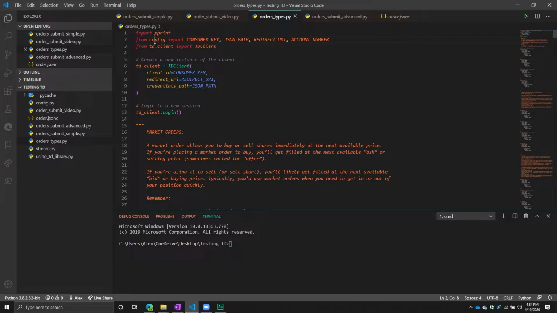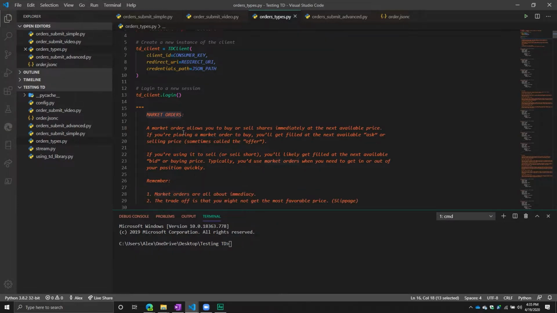We will be covering market orders. We will be covering limit orders. We will be covering stop limit orders, and trailing stops. I will talk a tiny bit about trailing stop limit orders. I do not have a working example. I have never been able to get that one to work. I am working on it, and I'm hoping that we can get it. With that being said, let's get started.